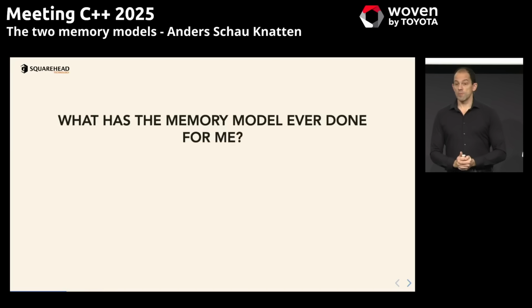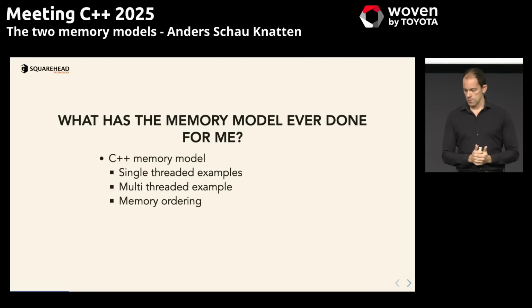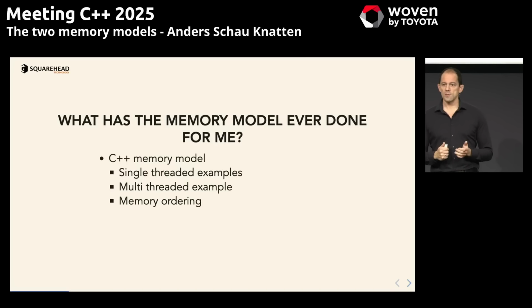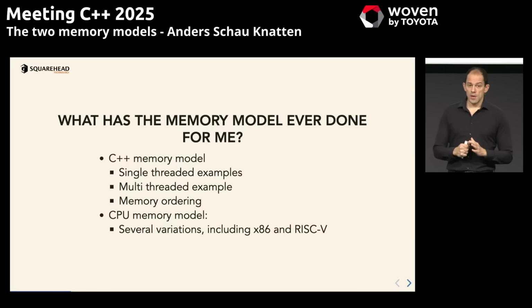So what has the memory model ever done for me? To see what the memory model is doing for you, we're going to use a bunch of examples. We're going to start with looking at the C++ memory model, looking at a couple of single-threaded examples, a multi-threaded example, and then talk about memory ordering. Then we're going to look at the CPU memory model, several variations, including x86 and RISC-V.